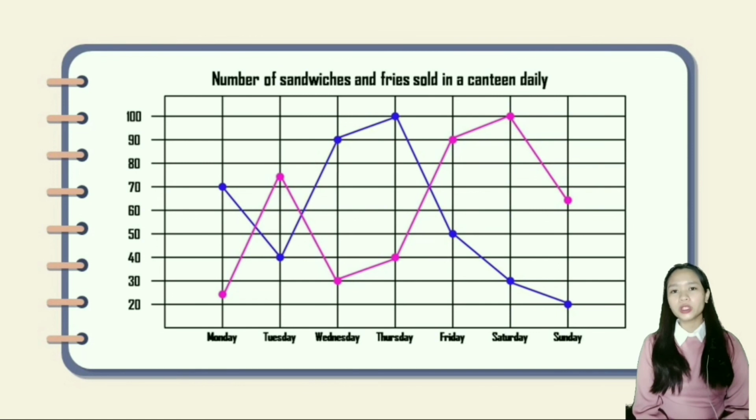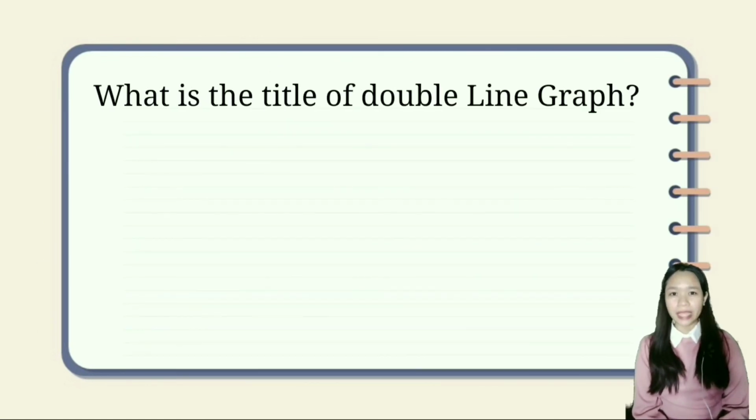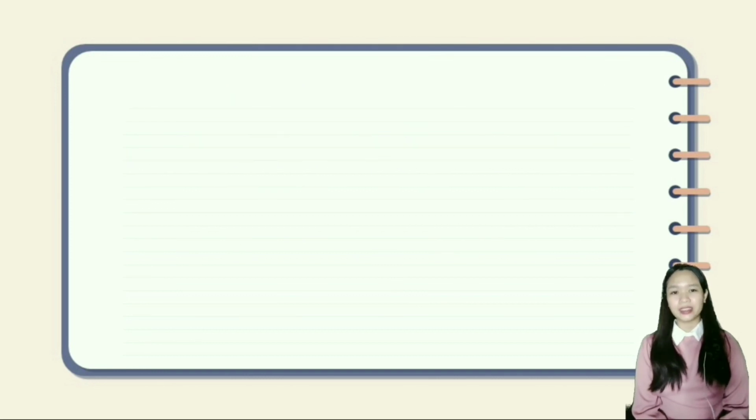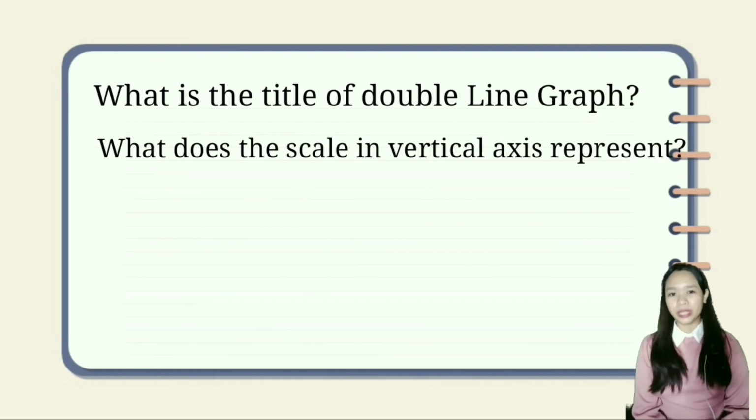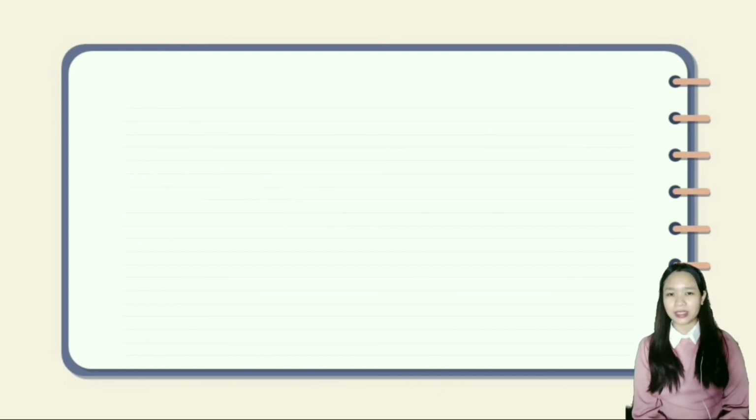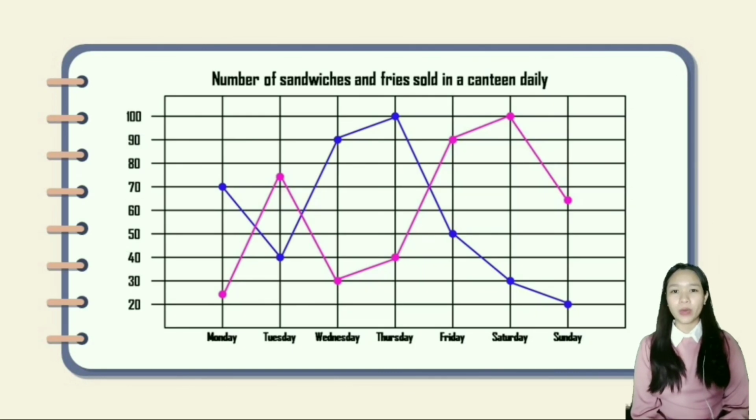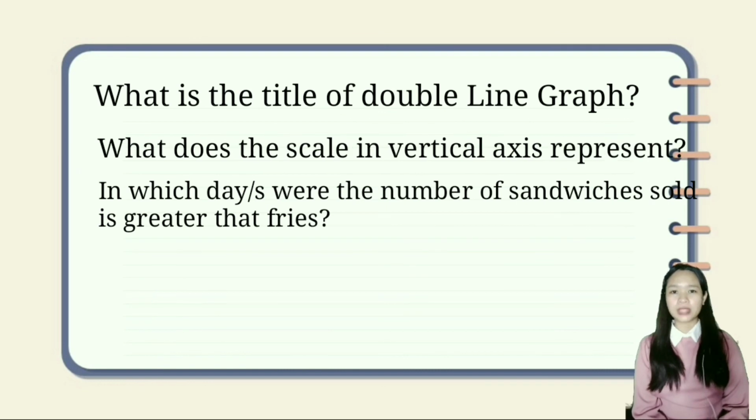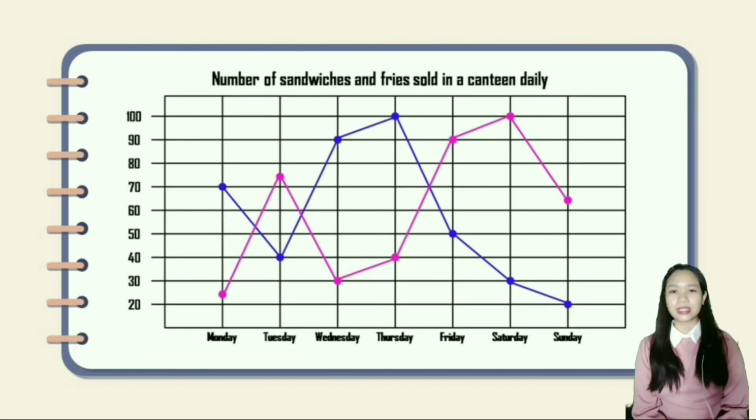Now, we're going to interpret the graph. What is the title of the graph? Correct. The title of the line graph is the number of sandwiches and fries sold in a canteen daily. What does the scale in the vertical axis represent? Correct. It represents the number of fries and sandwiches sold per day. On which day or days was the number of sandwiches sold greater than fries? Correct. On Monday, Wednesday, and Thursday, the number of sandwiches sold was greater than the fries.